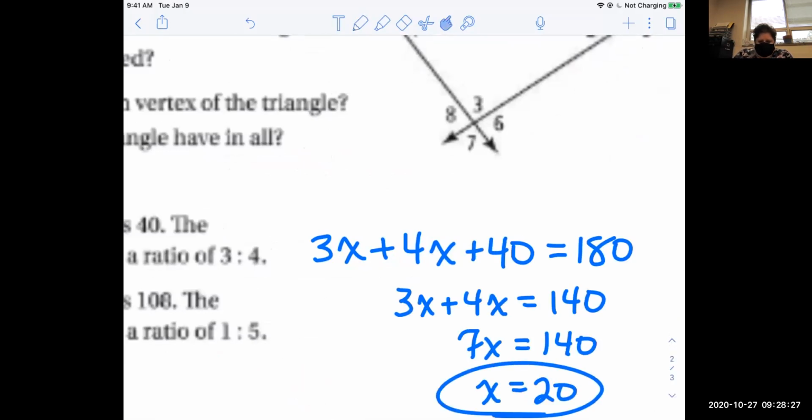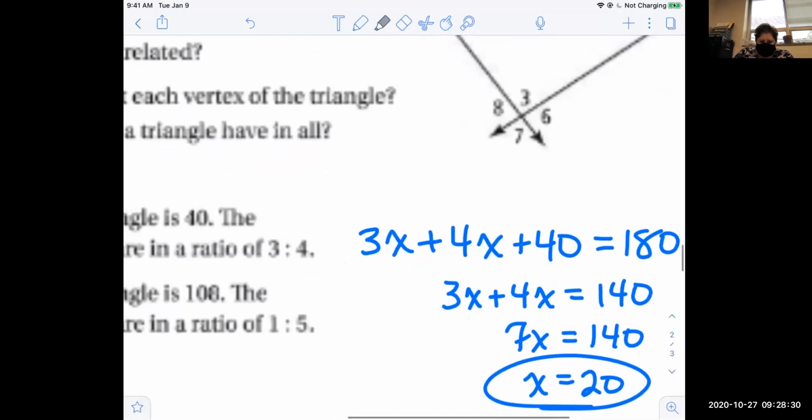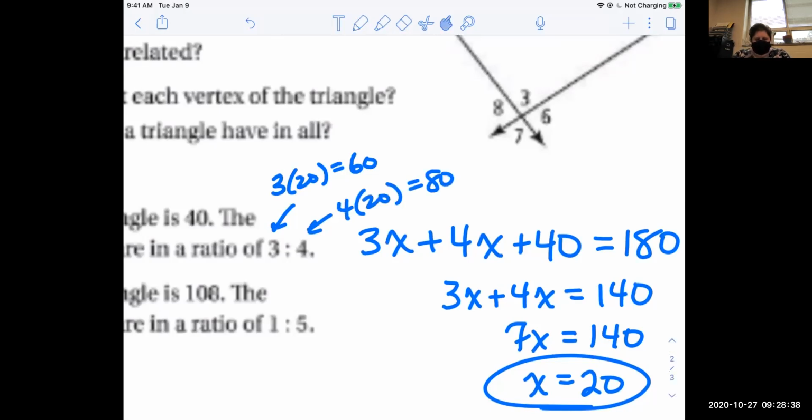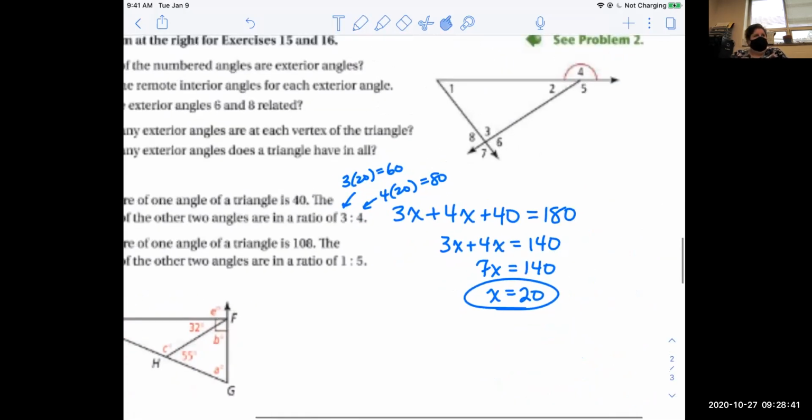And that gives you the two angle measures would be 3 times 20 is 60, and 4 times 20 would be 80. So 60, 80, and 40 add up to 180. And those are in a 3 to 4 ratio.